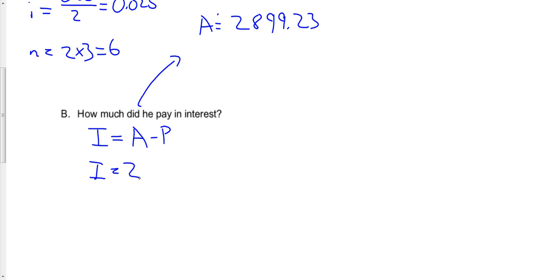is equal to $2,899.23, and we know his principal value, the amount of money that he borrowed to start off with, was $2,500. So we're going to subtract $2,500 from the final amount. When we do that, we discover that the cost of him borrowing this money over 3 years was $399.23.